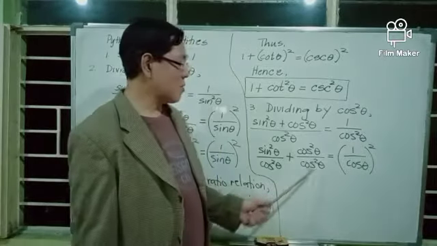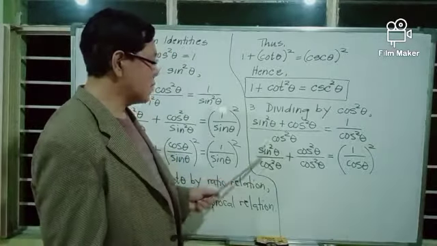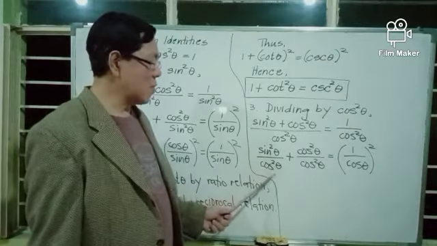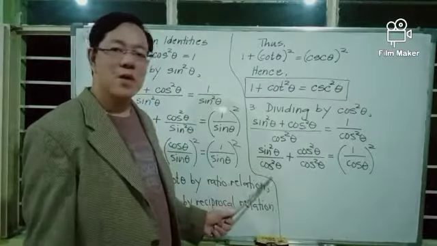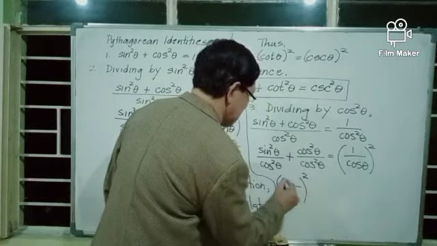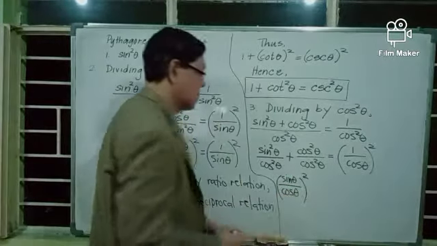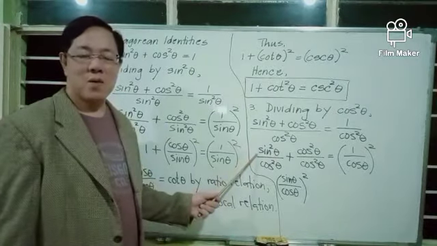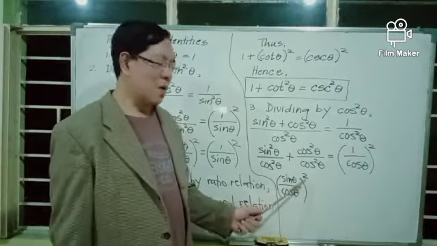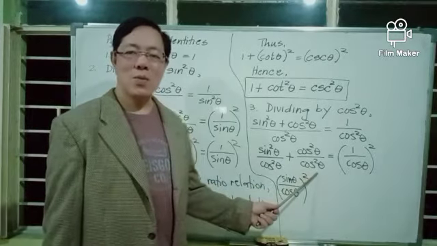Actually, we do not cancel cosine squared over cosine squared theta. We write 1. And for the first term, we apply again property of exponent. The square of sine over the square of cosine can be written as the square of sine over cosine. Again, the first term by property of exponent, sine squared theta over cosine squared theta is equal to the square of sine over cosine, plus cosine squared theta over cosine squared theta is equal to 1.